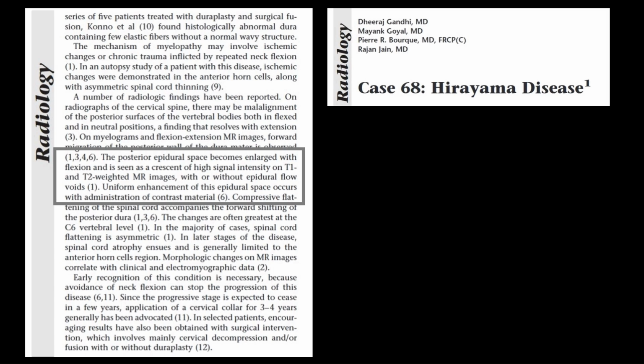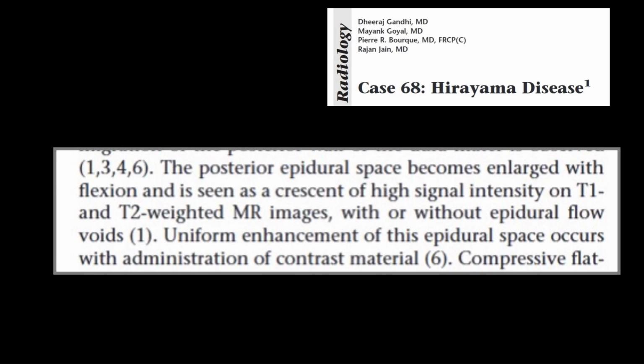In this article they have told about the features of Hirayama disease. They have told that the posterior epidural space becomes enlarged, which is more prominent in flexion. This enlarged epidural space is seen as high signal intensity on T1 and T2 in the posterior epidural space, and this causes uniform enhancement on post contrast images.